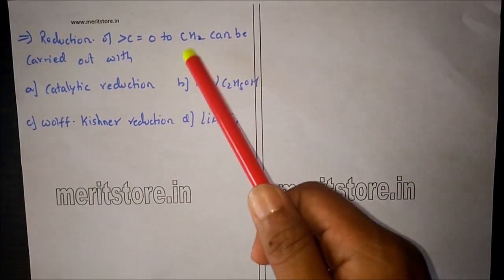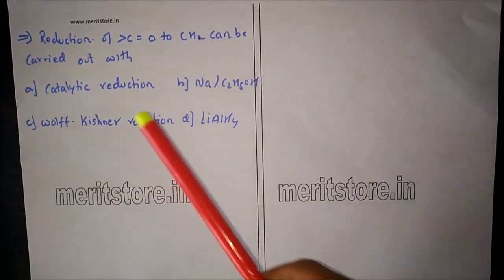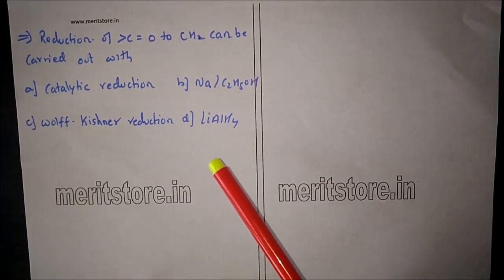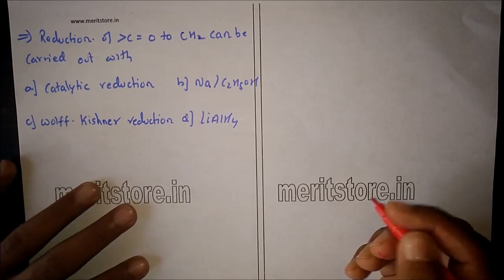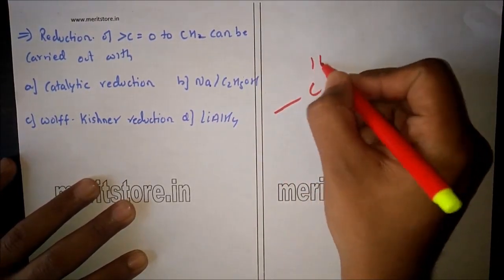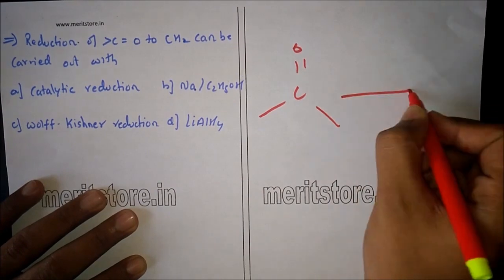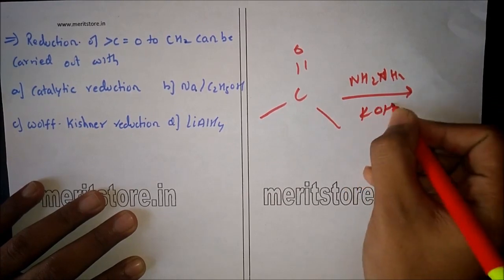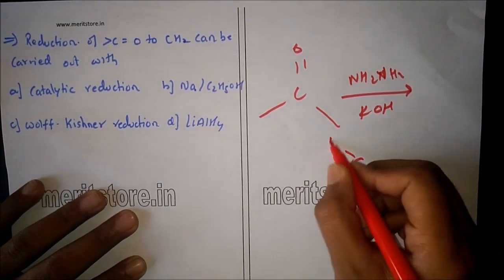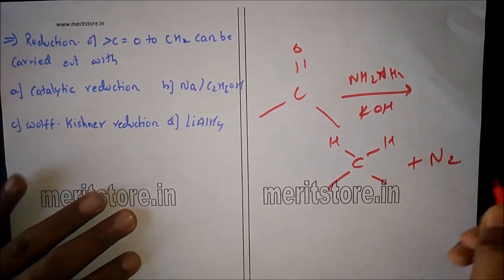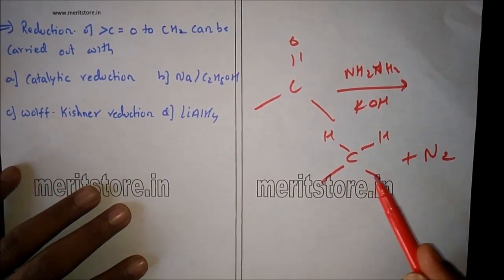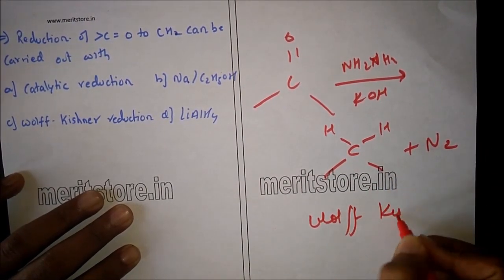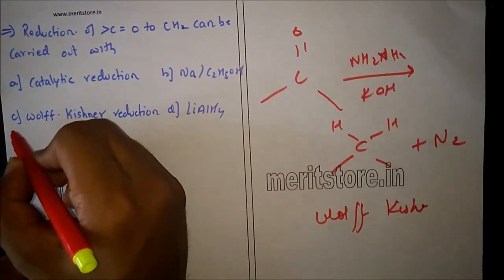Reduction of aldehyde to CH2 can be carried out with A. Catalytic reduction, B. Na/C2H5OH, C. Wolff-Kishner reduction, or D. LiAlH4. Now, let's look at an example. This is an aldehyde which, under the reaction of NH2NH2 and KOH, gives rise to an alkane plus N2. Here, an aldehyde group is converted into an alkane. This reduction is known as Wolff-Kishner reduction. Therefore, here the correct answer is option C.